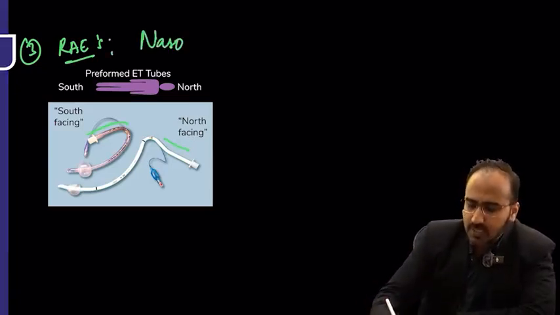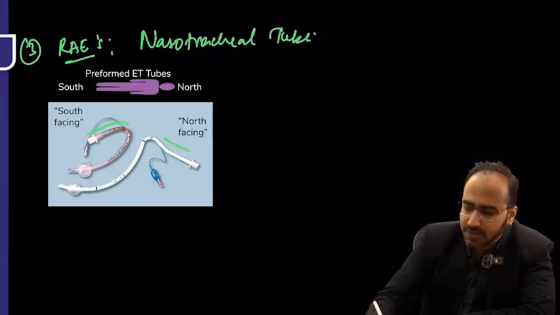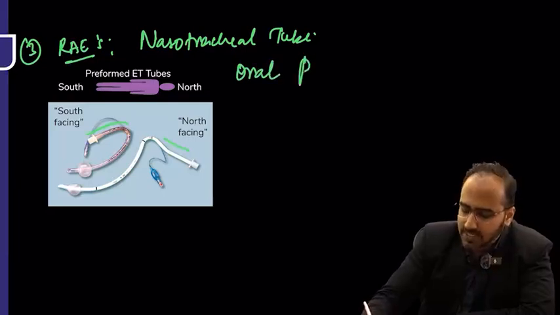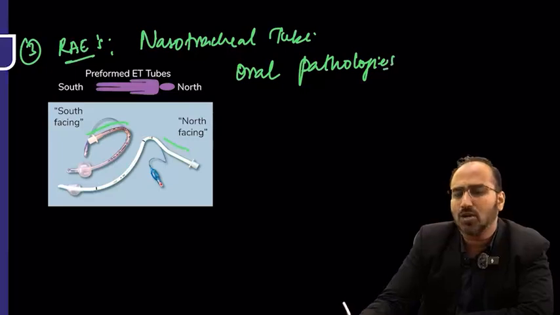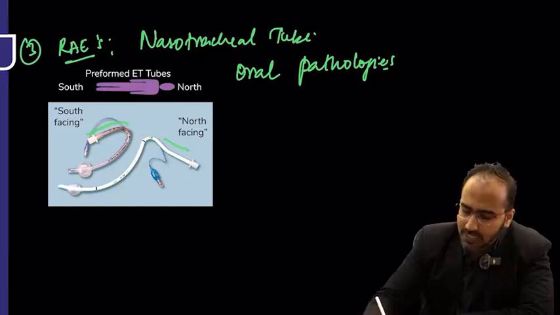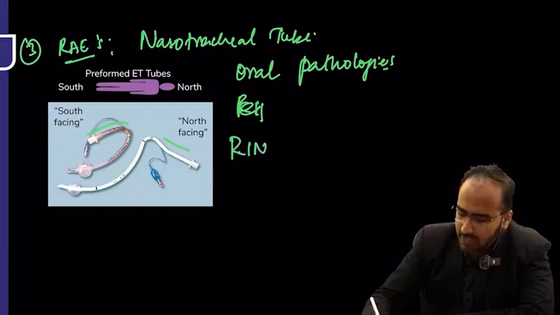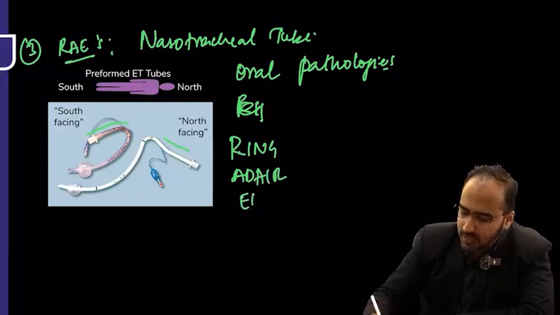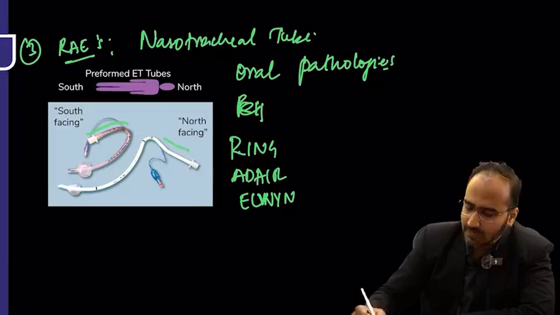It is a nasotracheal tube commonly used for oral pathologies. Whenever the surgery is of the oral cavity, you can't put the oral tube, you need to put the RAE tube. RAE stands for Ring, Adair, Elwyn tube.